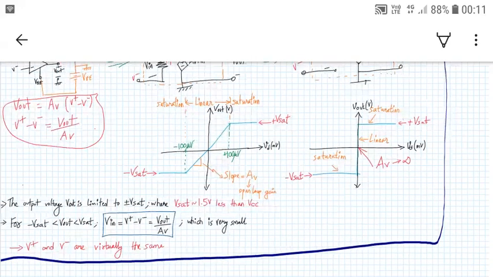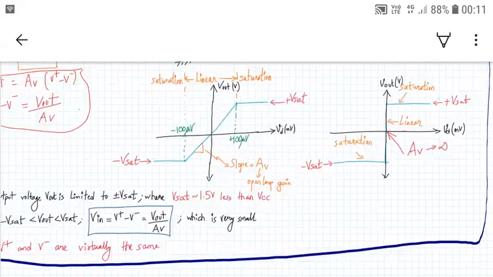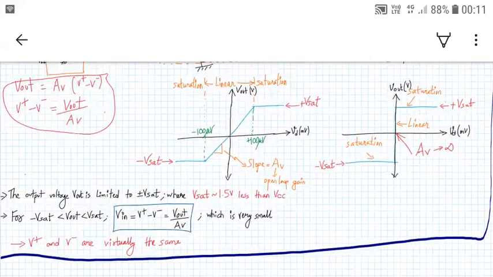So from here we can analyze that the output voltage Vout is limited to plus or minus VSAT. So we cannot have an output voltage greater than plus or minus VSAT. And this VSAT is always 1.5 volts lesser than VCC. So if VCC is around 15, plus or minus VSAT will be around 13.5. Normally that is the trend.